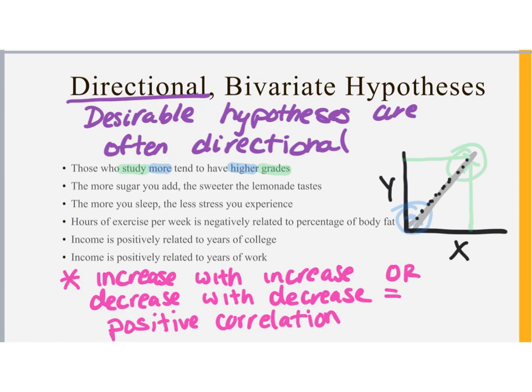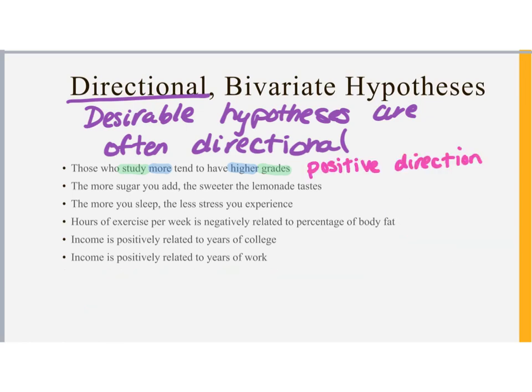Think about that for a moment. If I said the more you exercise, the happier you are, that has increase with increase. That's the same as saying the less you exercise, the less happy you are, decrease with decrease. Let's look at the second example. The more sugar you add, the sweeter the lemonade tastes. Think about what the two variables are in this second statement. One of them is sugar, and the other is sweetness, that is the sweetness of taste.